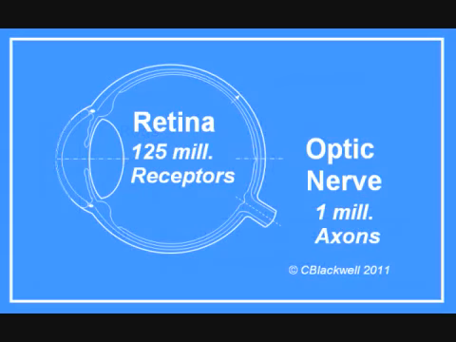Some numbers. In the retina, there are about 125 million photoreceptors, but there are only 1 million nerve fibers in the optic nerve, so there is a 125 to 1 reduction, that is data compression, by the retina.